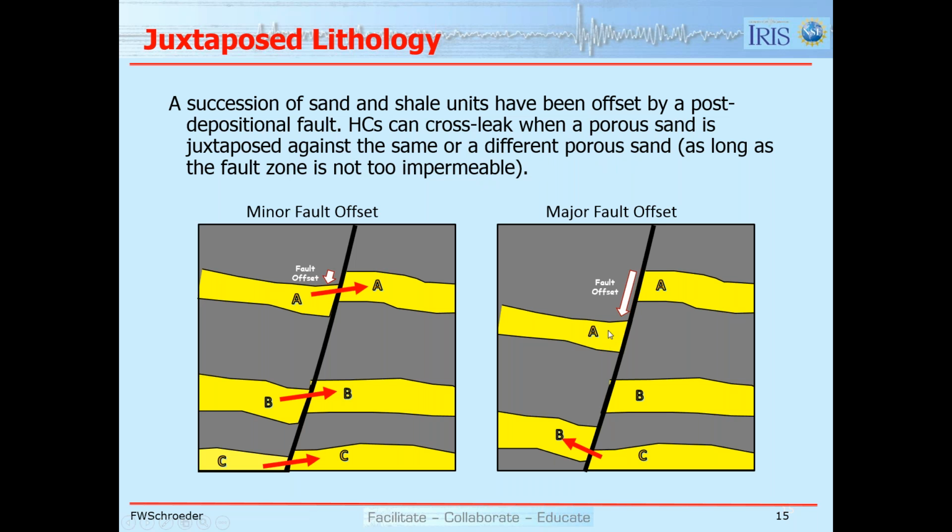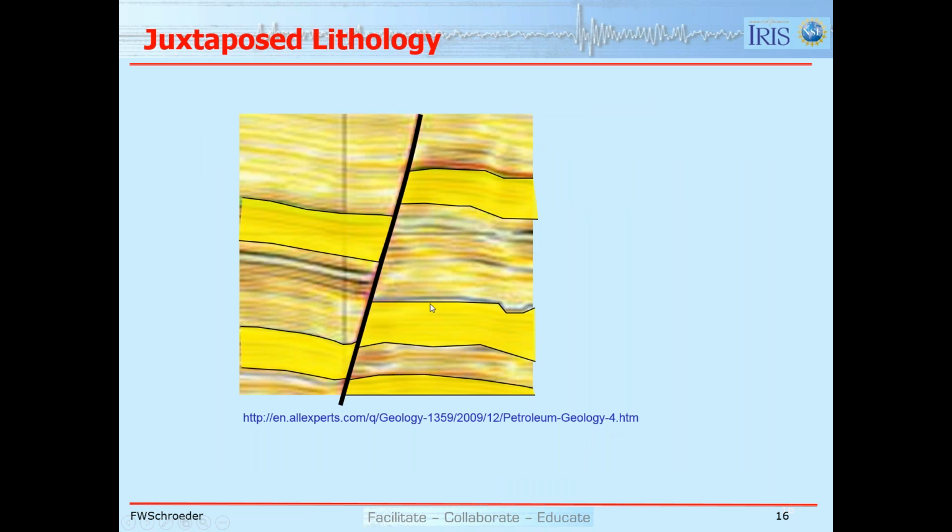So here we have a fault with more offset. Top of A drops down to here, top of B drops down to here, and then C would be further down. If we have sand C juxtaposed against sand B, then we can have leakage from the right side sand C level to the left side B level.